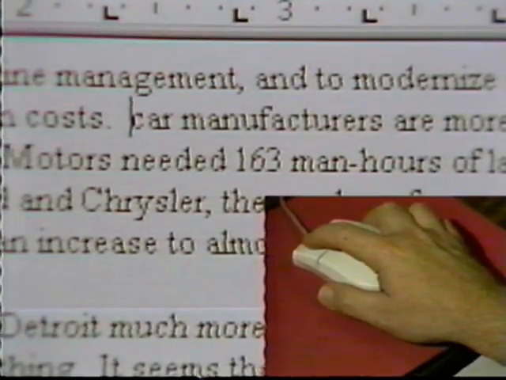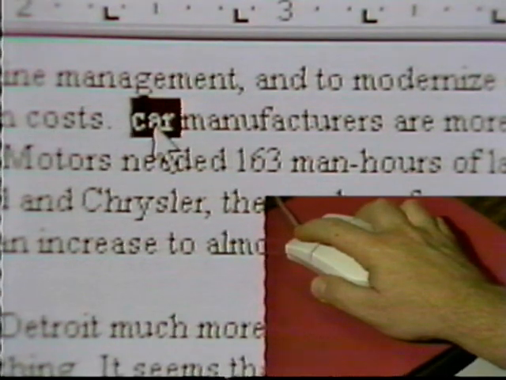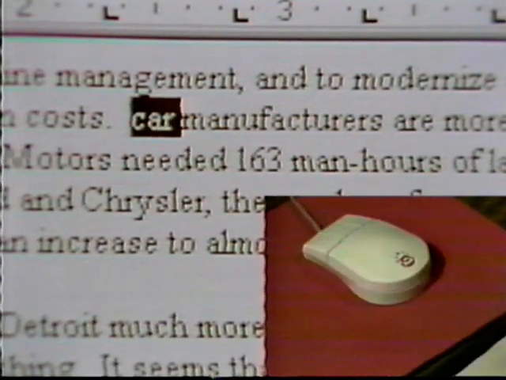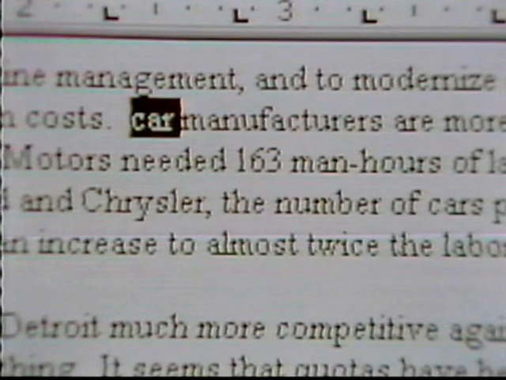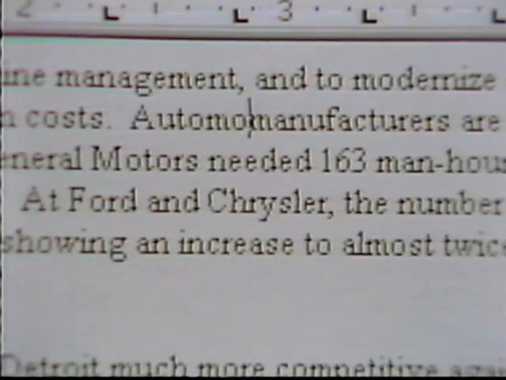A quick way to remove or change an entire word is to double-click anywhere in the word. This highlights the word, plus the space after it. Once a word is highlighted like this, you can delete it quickly with the backspace or delete key, or you can just begin typing to replace the word.